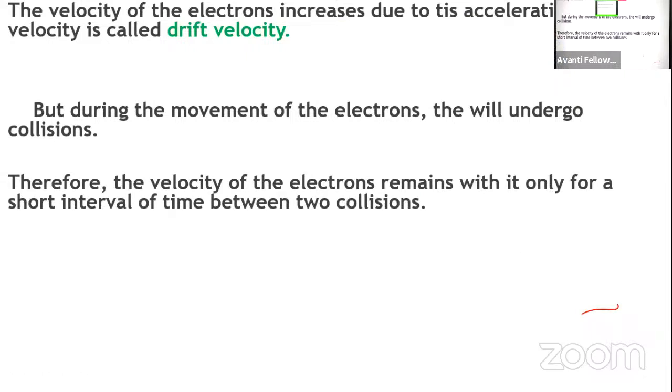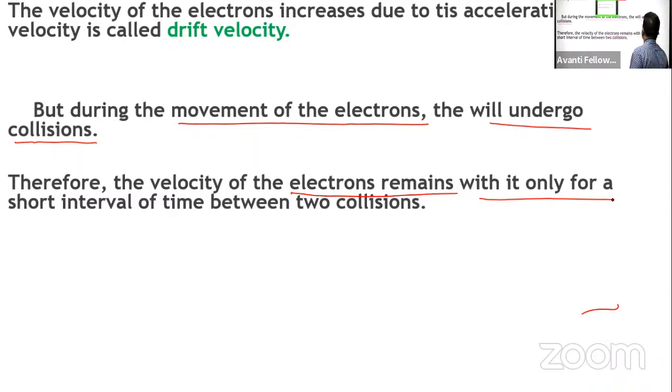So the velocity with which electrons are drifting through the conductor is called drift velocity. During the movement, the electrons will undergo continuous collisions when moving from one point to another. So the velocity of electrons remains only for a short interval of time between two successive collisions. So we have to consider the time interval between two successive collisions.